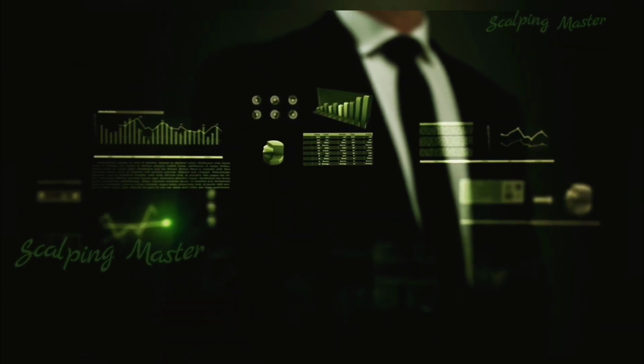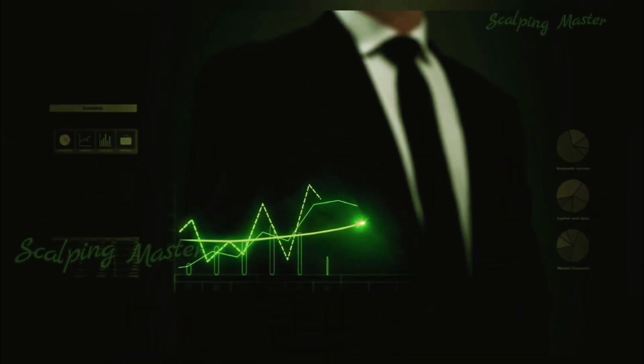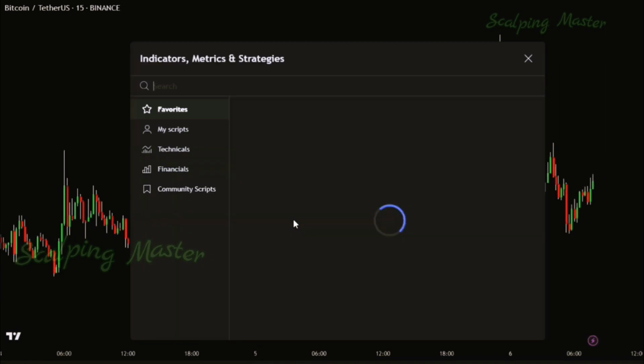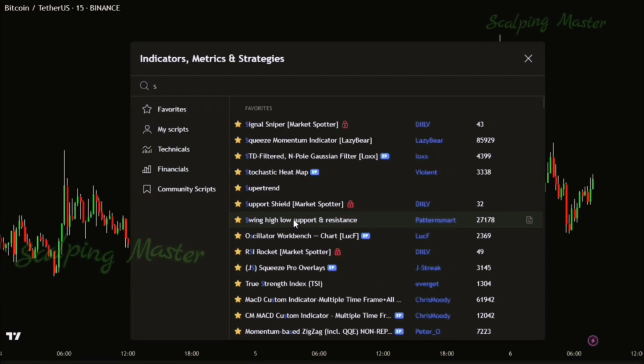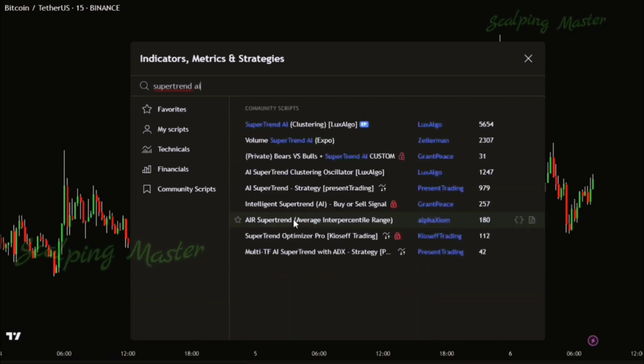In total, we will use 3 free indicators for this strategy. Let's start by applying the first indicator. To do this, open the Indicators section in TradingView, then type the name of our first indicator, which is Super Trend AI by LuxAlgo. Add it to the chart.